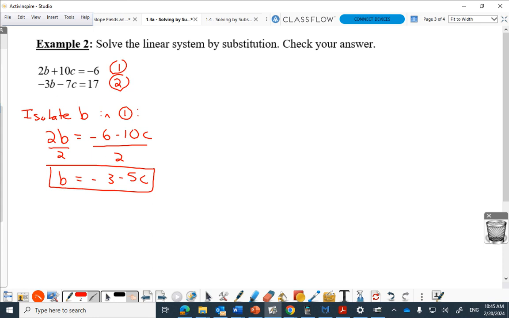b equals -3 minus 5c, similar steps to now. Everything else will be fine. Sub b equals -3 minus 5c into, not 1. 1 was the one I rearranged, and I can see that because I wrote it down. Into 2. And so 3b minus 7c equals 17.